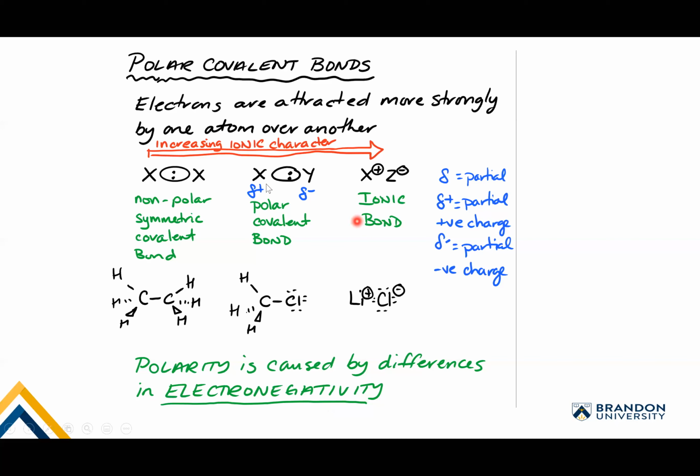So we've got some conventions here with this little delta plus, delta negative. These are what we call partial positive, partial negative charges. The extreme example of this is basically electron transfer. Z is far more electronegative than X. X just gives up the electron and you form an ionic bond, a situation like lithium chloride. So a polar covalent bond is in between the extremes. Okay.